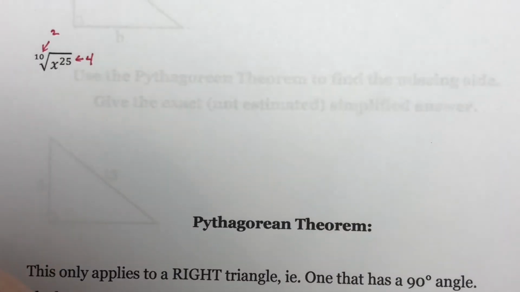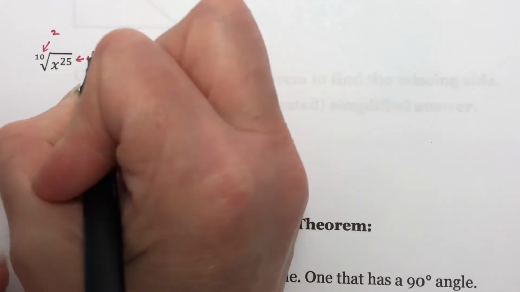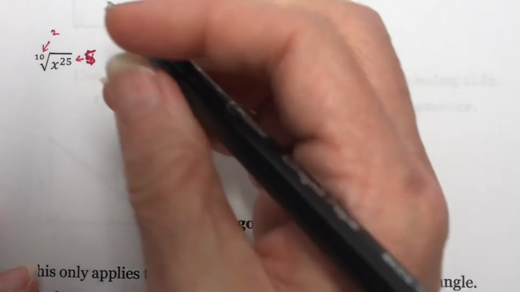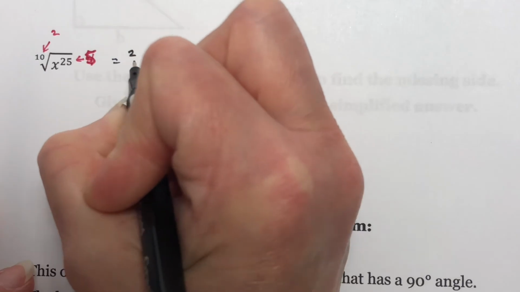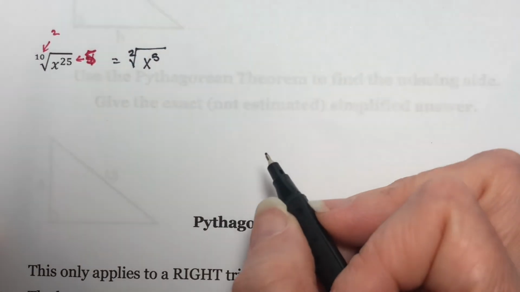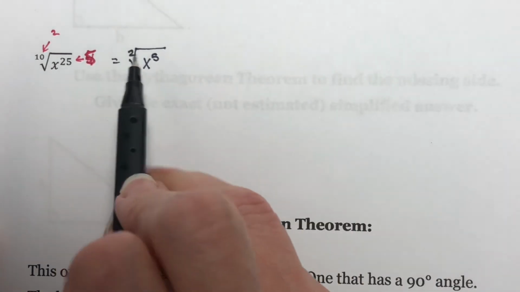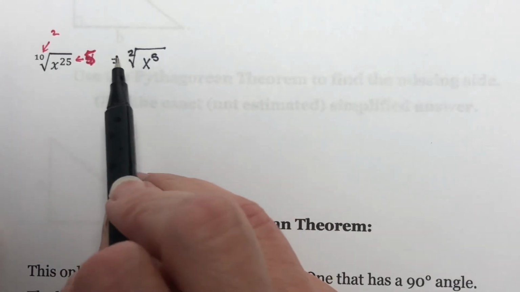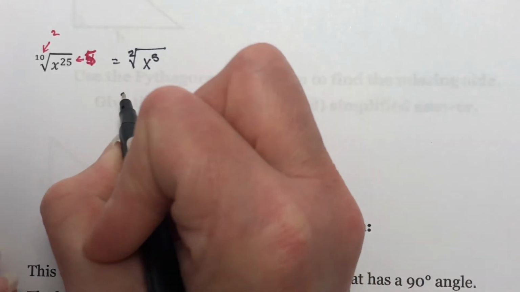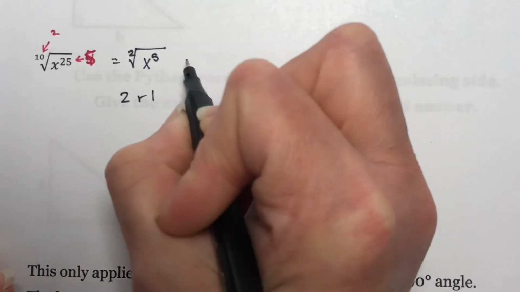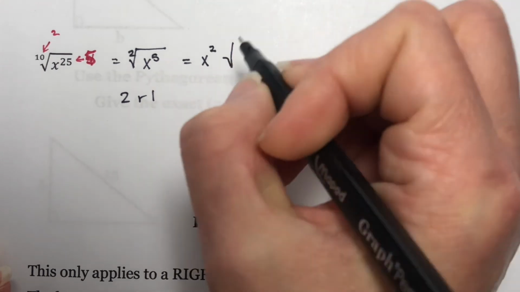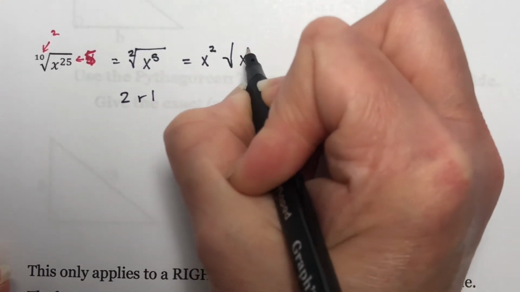So what I really have here is a second root, a square root of x to the 5th power. And of course, we don't normally write that 2, but it's useful here because 2 divides into 5 how many times? 2 goes in 2 times with a remainder of 1. So this is going to be x squared times the square root, I'm dropping the index now, of x to the first power.